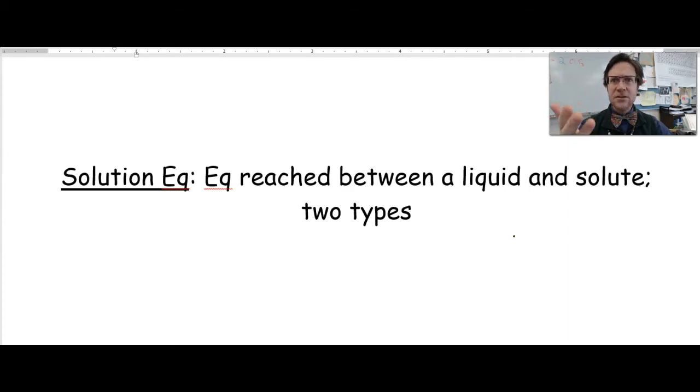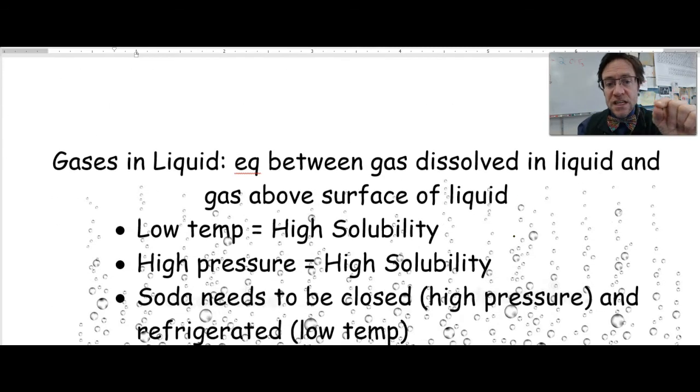Gases dissolve in water. There are fish that live in the lake because oxygen dissolves in water, right? And solids can dissolve in water because we've all put sugar in our iced tea or something, right? So we know that solids dissolve in water, and we know that gases dissolve in water, but they behave and function very differently. The way that we get gases to dissolve in water is the opposite way that we get solids to dissolve in water. Okay, awesome. So the two kinds of solution equilibrium.